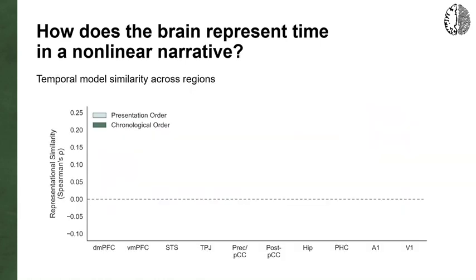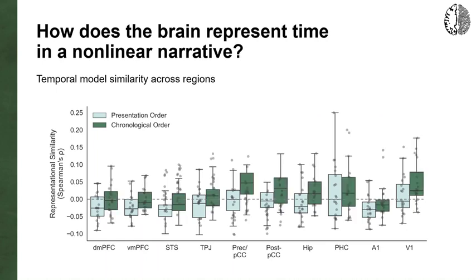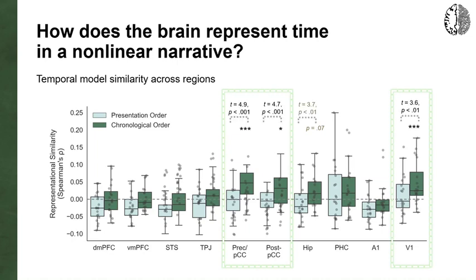What we see right away in this analysis, looking at presentation order, is no strong or robust representational similarity for the presentation order of events. However, we do see strong representational similarity for the chronological order of events, specifically in our precuneus PCC ROI, the posterior PCC ROI, and V1. And this is stronger when directly compared in a t-test to the presentation order model. So to put this all together, in these medial parietal regions, days that are closer together in chronological time are represented more similarly, even though those days were presented out of order.